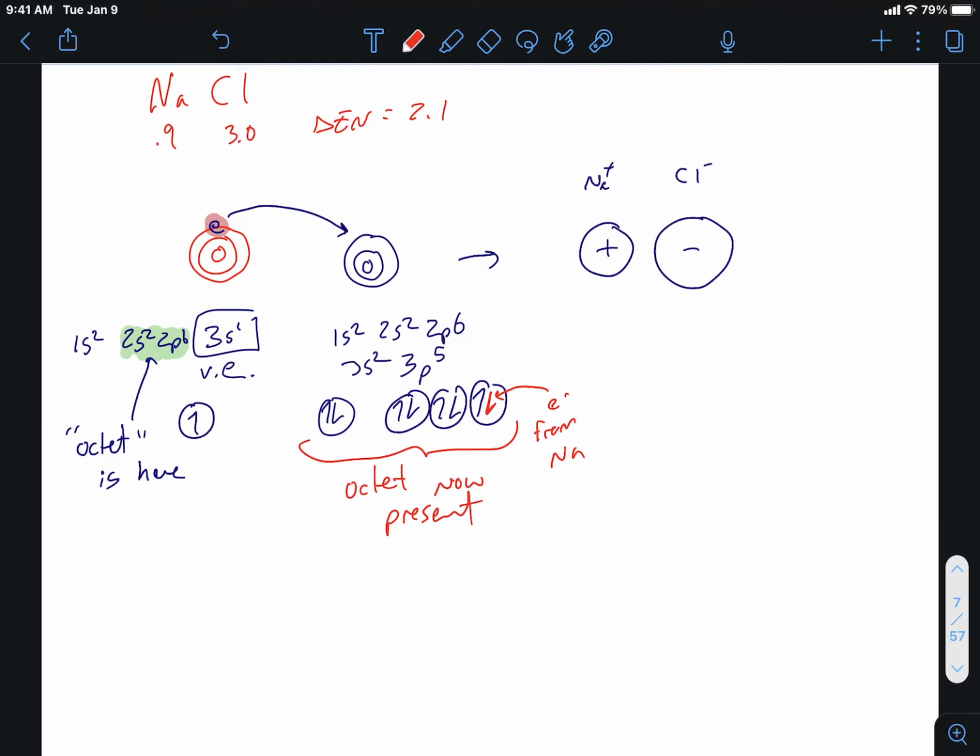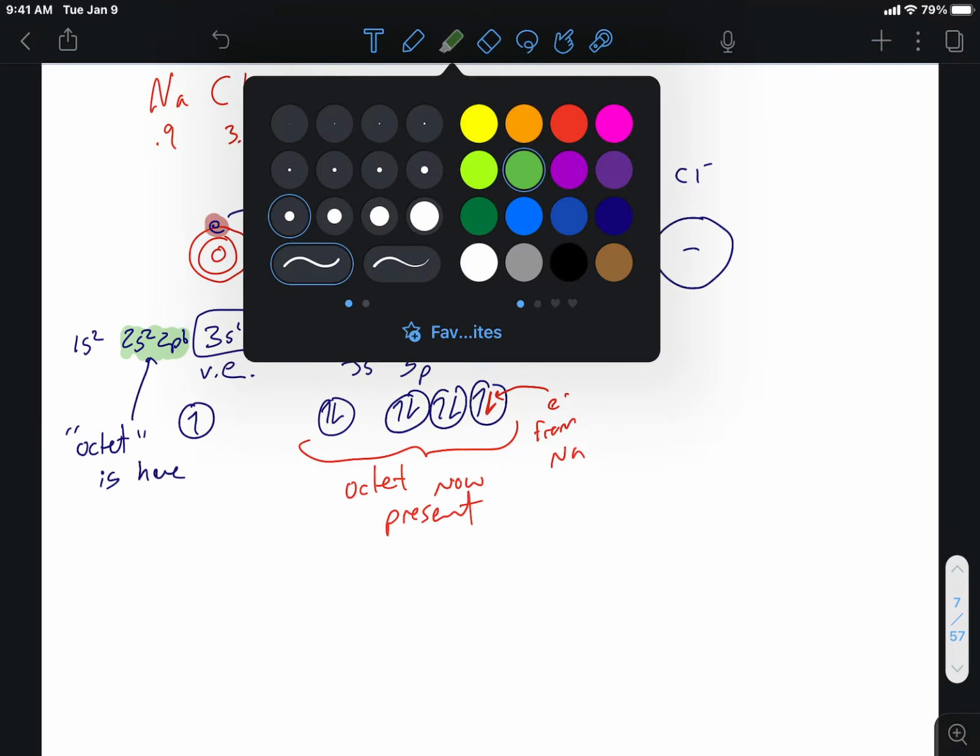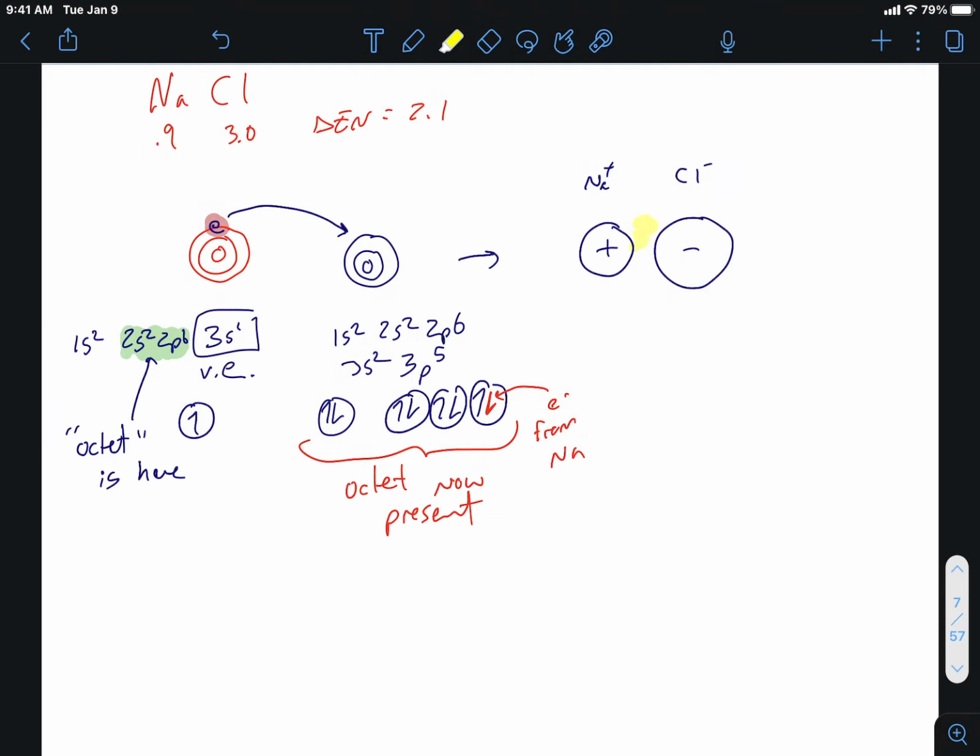And sodium has a positive ion next to a negative ion. And that's the attraction right here that exists between these two. That is what we call the ionic bond: the attraction between ions. It even has the word ion in it.